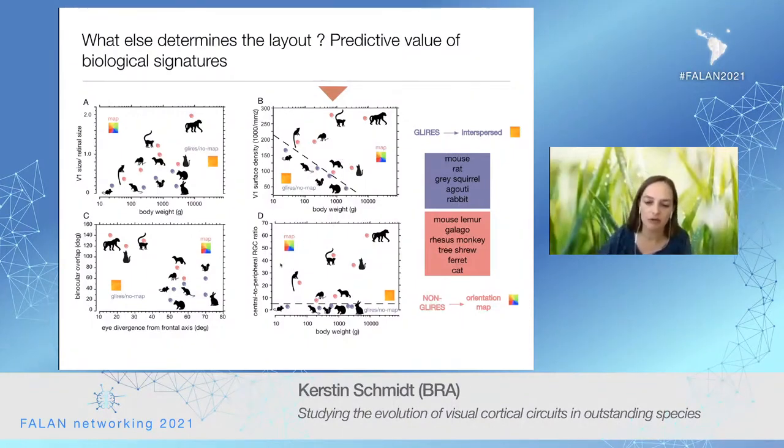Another factor which is also still predictive is the central to peripheral retinal ganglion cell ratio. This is something which is related to the horizontal streak of the retina, but not entirely. And if you compute the central to peripheral retinal ganglion cell ratio in all of these animals, you see that all the animals which express no maps fall below this 9. But what seems to be really predictive is the order. So if you belong to a non-glirous species, your chance that you express a pinwheel-like layout is quite high.